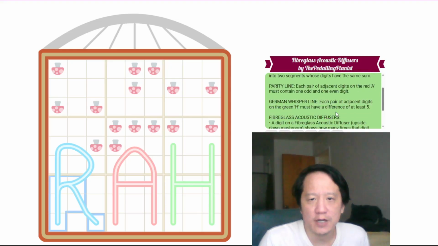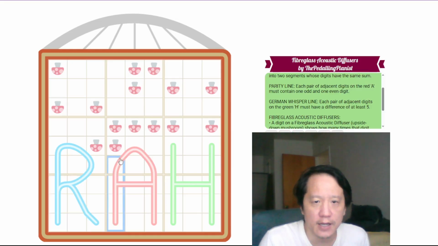We have a parity line, where each pair of adjacent digits on a red A must contain one odd and one even digit. So, for example, if this were an odd digit here, this would have to be even, because each pair of adjacent digits must have one odd and one even digit.